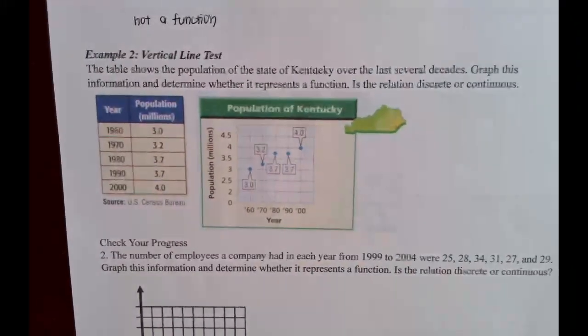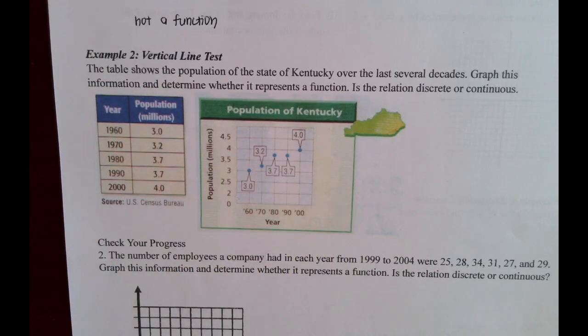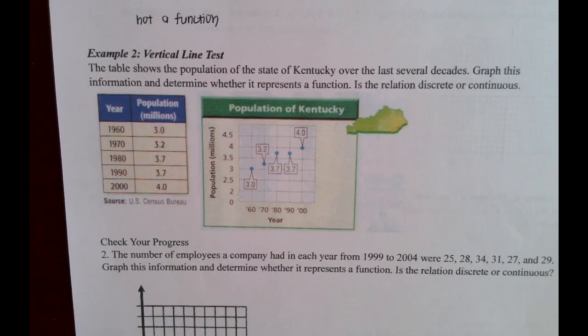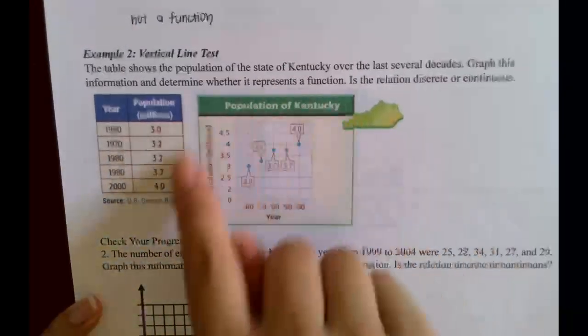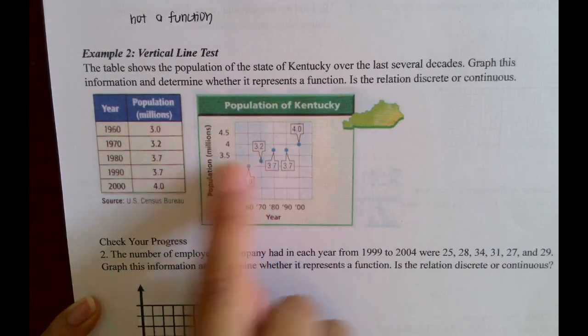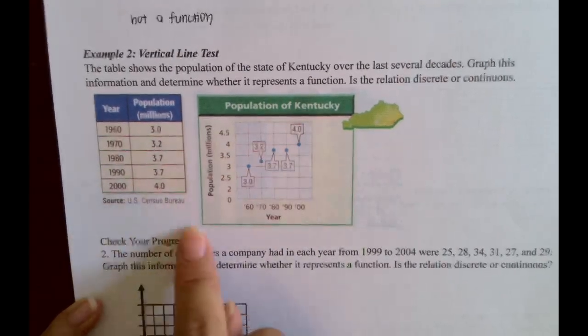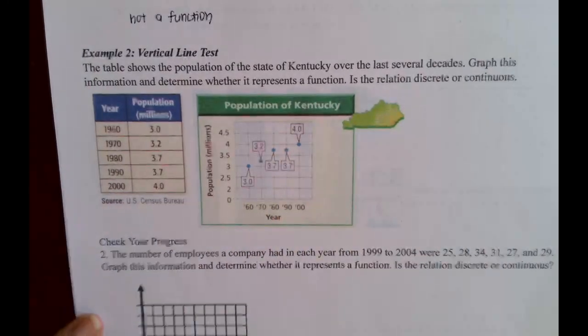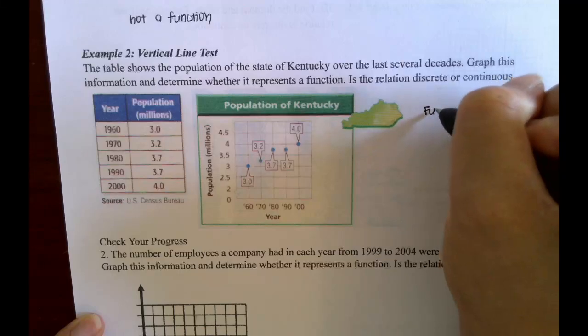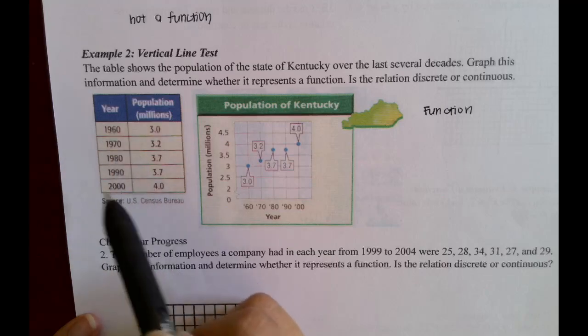Example 2 here, the table shows the population of the state of Kentucky over the last several decades. Graph this information and determine whether it represents a function, and then also is the relation discrete or continuous. I just included the graph that the book already did. All they did was 1960 3.0, so 60 3.0, 1970 3.2, 1980 3.7, 1990 3.7, 2000 4.0. Okay, this is a function because the x values, which are the years, doesn't repeat.